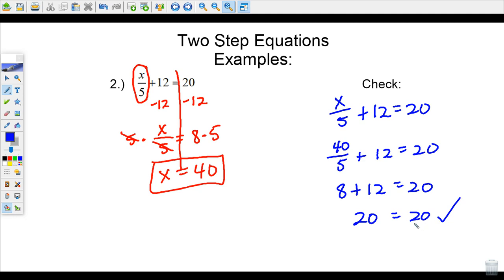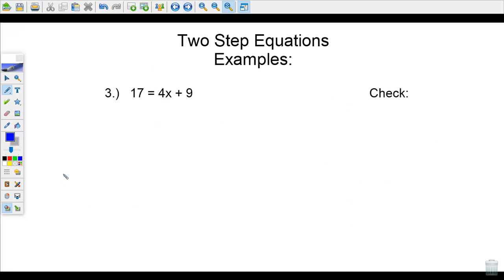That, again, verifies that my solution that I got when I worked it out and did my calculations is correct. One more. This time, variables on the right side, no big deal. Circle where the gift is. So 4x, circle that. I have to get rid of the plus 9. So let's subtract 9. Do it to both sides.